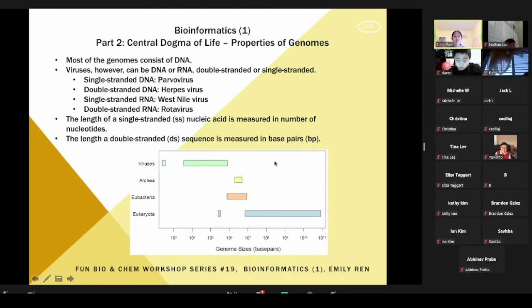Properties of genomes. Most genomes consist of DNA, but viruses can be made of either DNA or RNA. That means they can be either double-stranded or single-stranded. So here are a few examples of single-stranded or double-stranded viruses. Parvovirus uses single-stranded DNA. Herpes virus, double-stranded DNA. West Nile virus, single-stranded RNA. And rotavirus, double-stranded RNA.